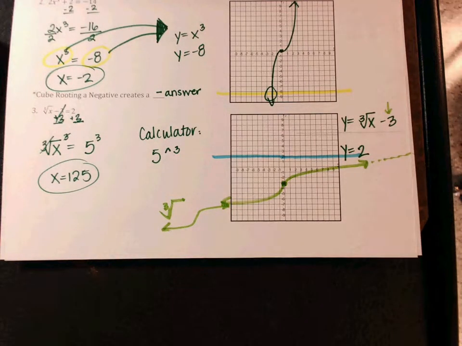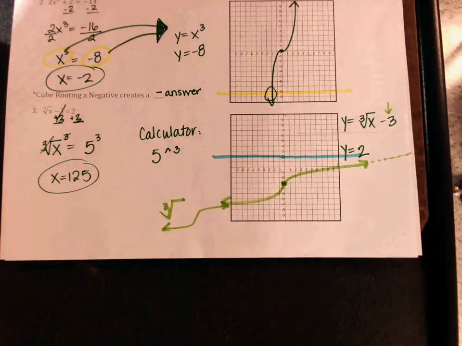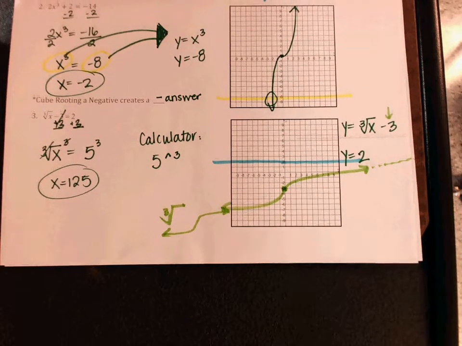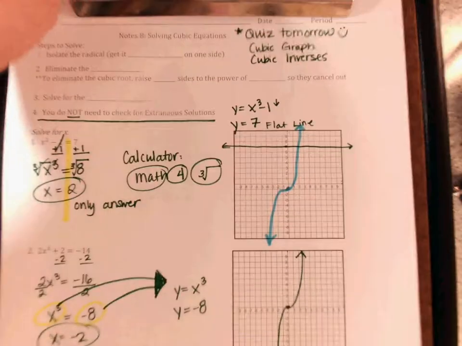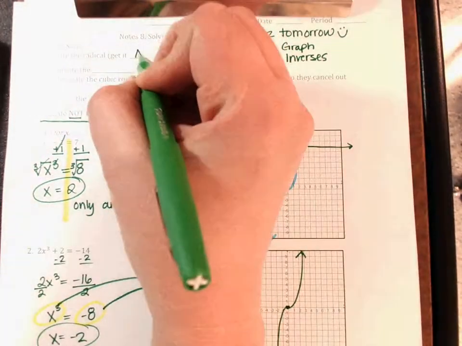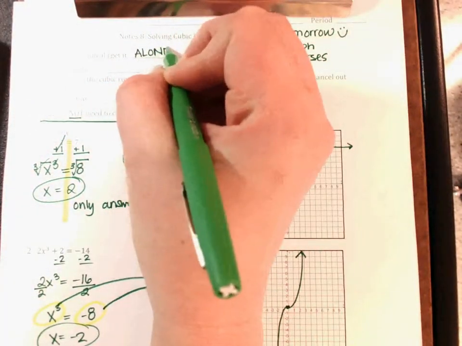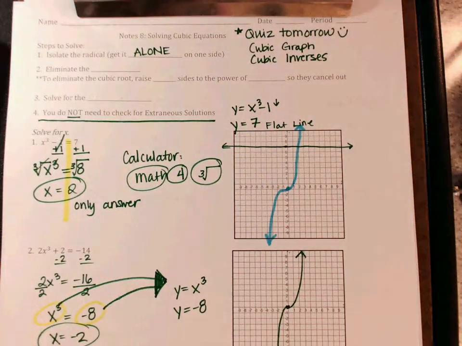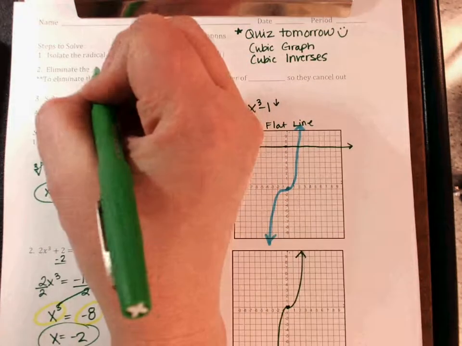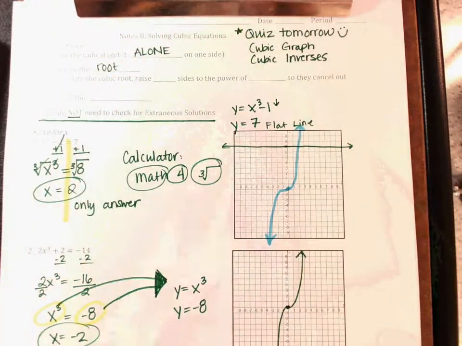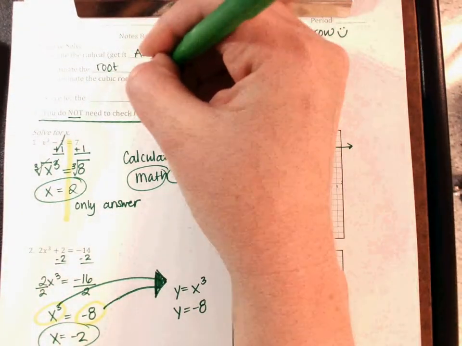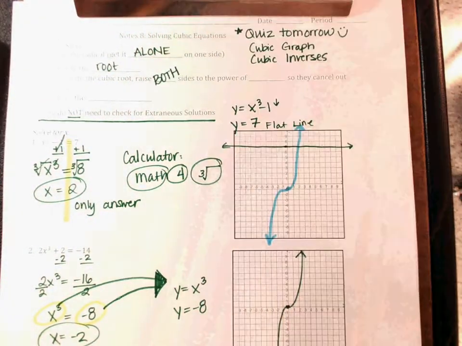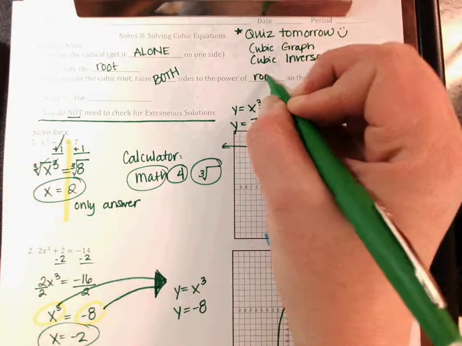Okay? So we're going to come up to the top, fill in the steps, and then you don't have to graph anymore. Okay? So go up to step 1 at the top. Isolate the radical means to get it alone on one side. So you're going to get your cubic root alone, preferably on the left side, but really it doesn't matter. Okay, then you're going to eliminate the root by raising both sides to the power of the root.